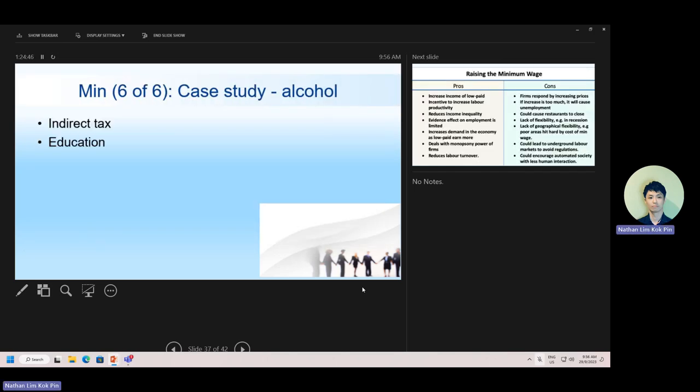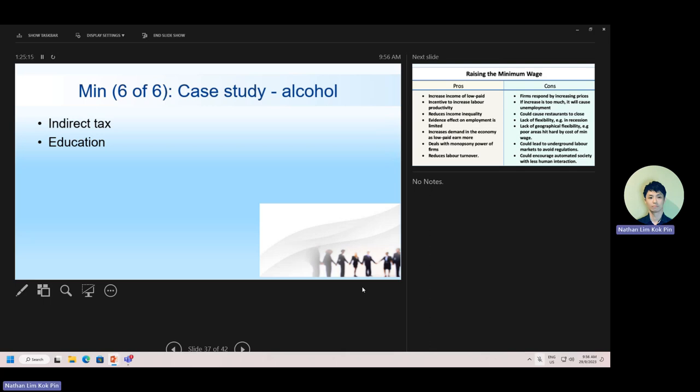Okay, now you look at the case of alcohol. Now, if you want people to drink less, you can have a minimum price. But besides minimum price, you can also have indirect tax. Indirect tax, that means if you drink alcohol, they say, okay, tax is 30%. So immediately the price will become 30% more expensive. And see, now, both also can. You can use indirect tax or you can use minimum price. A minimum price is better. Why?